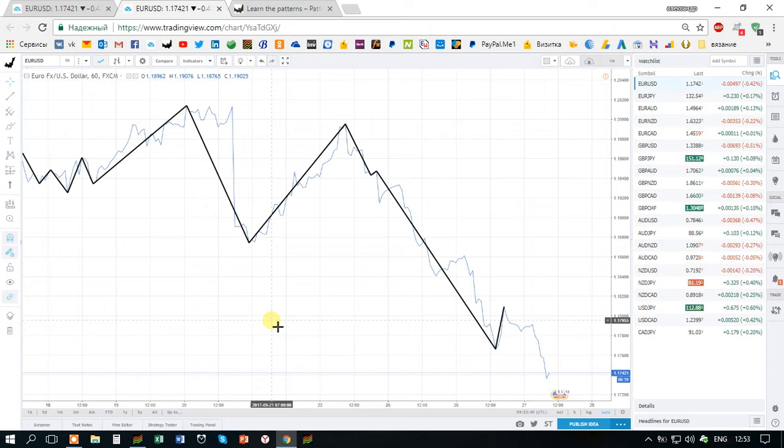Okay, we should start from setting the rules that I use for trading. The strategy that I demonstrate here is an advanced formation strategy.